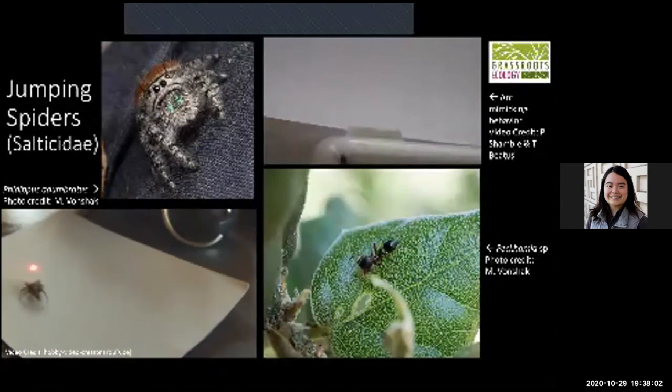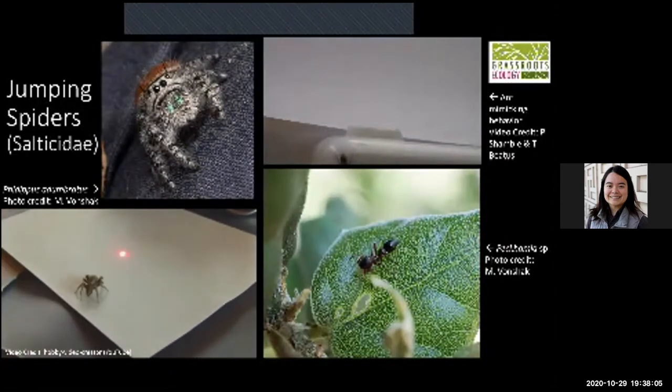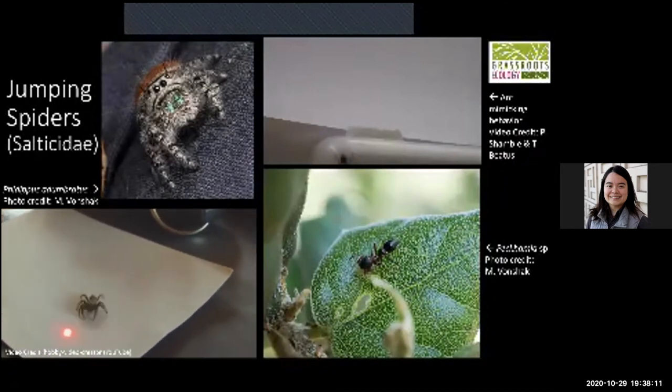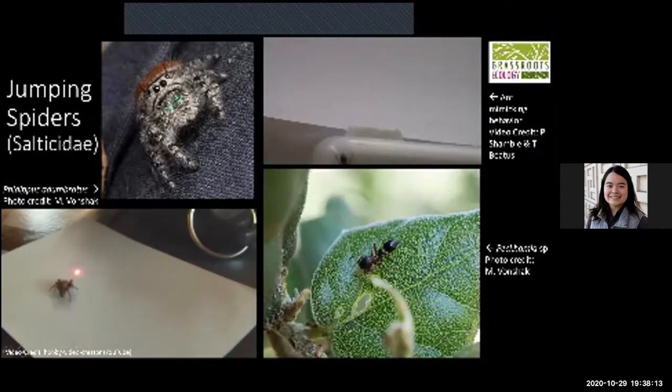And so there's this one spider clip of this spider just playing, or hunting, at a laser pointer, kind of like a cat. I think it's super adorable.